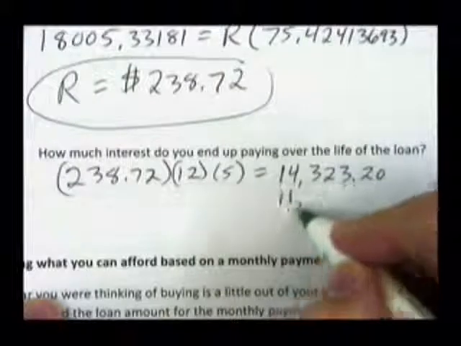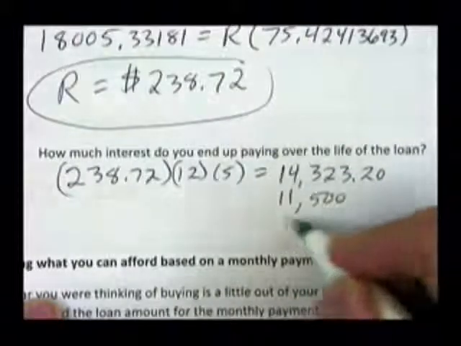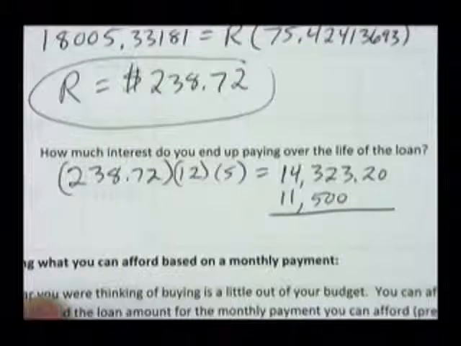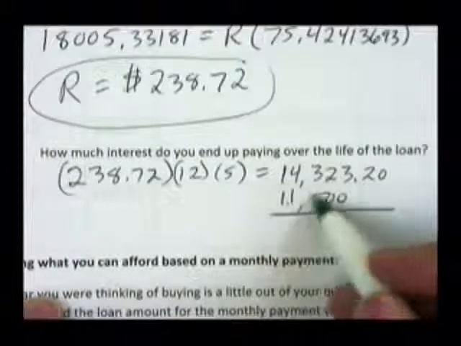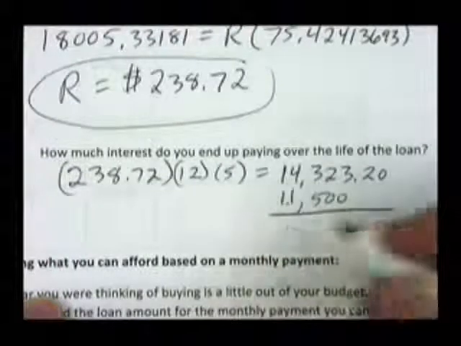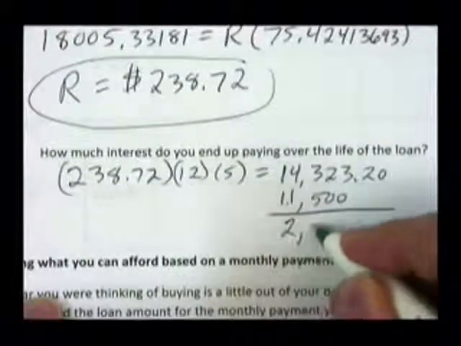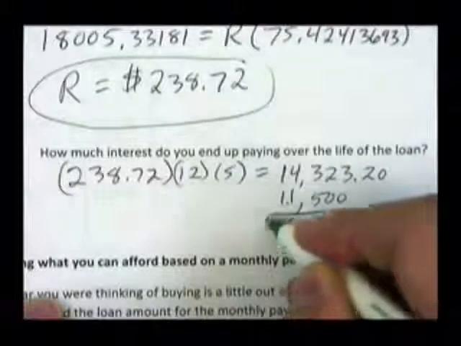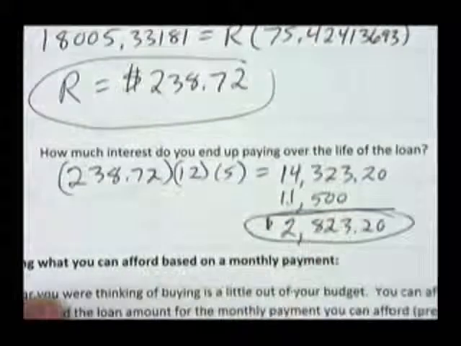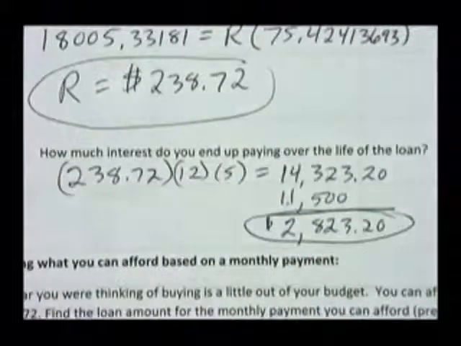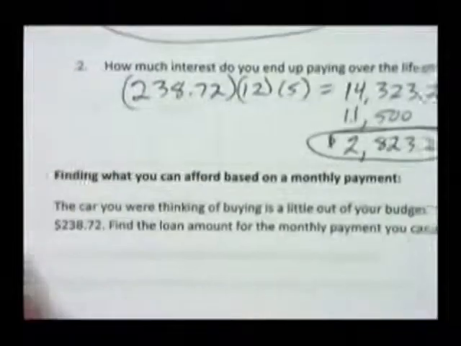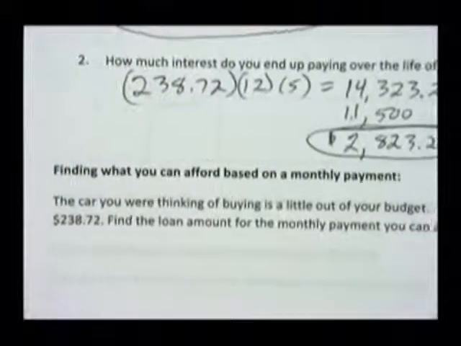How much was the loan for? $11,500. So if I just find the difference there, that'll tell me how much I ended up paying in interest. Okay, because I paid off the $11,500, and then here's my interest amount. So if I subtract that out, I get $2,823.20 in interest over the life of the loan. Okay? All right.